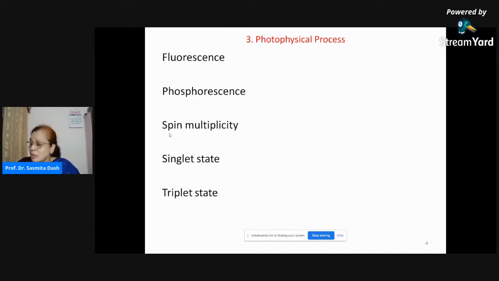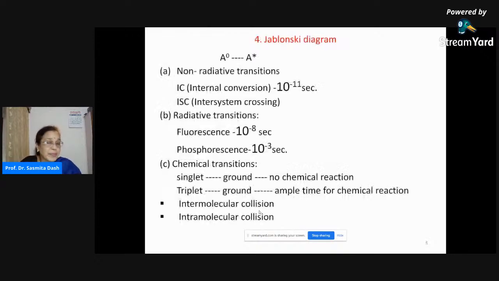Now, out of these two, quantum mechanically, it has been found that a singlet excited state always has higher energy than the corresponding triplet excited state. For example, if S1 is the first singlet excited state and T1 is the first triplet excited state, then the S1 energy will definitely be higher or more highly placed compared to the T1 state.